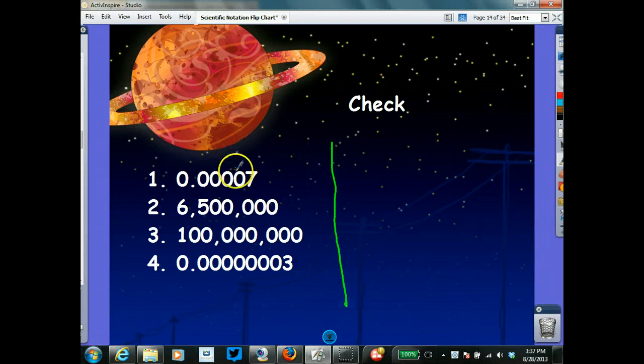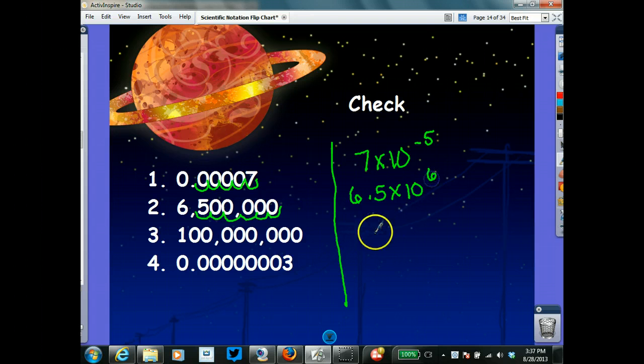Alright, in this case, let's look at them here. 1, 2, 3, 4, 5. So I have 7 times 10 to the negative 5th. On the second one, okay, here it's positive. And we also notice that there's no decimal in front, it's going to be after. That tells me it's going to be a positive exponent. 1, 2, 3, 4, 5, 6. I have 6.5 times 10 to the 6th power.